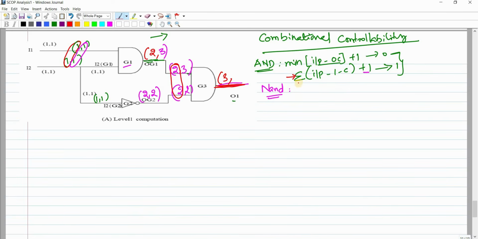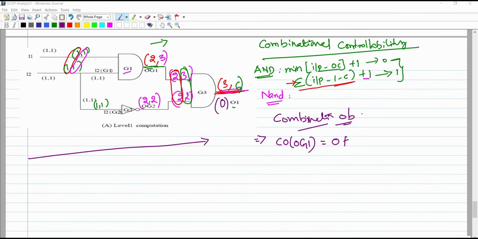So next, for 1 controllability, the formula is sum of input 1 controllabilities. So these are the 1 controllabilities. Sum of 3 plus 2, 5. 5 plus 1, 6. Okay, 3 comma 6 will be the value. So combinational controllability is completed.